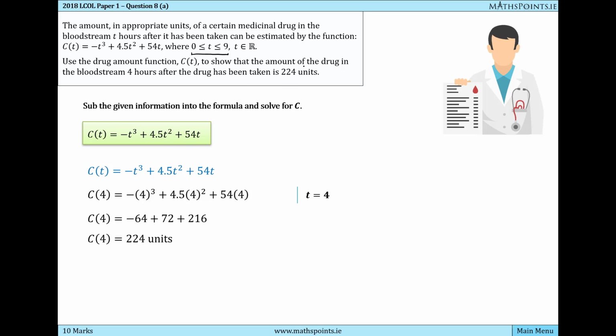Now, we were given that in the question, but when they tell us to show an answer is true, we don't actually use that answer in the question. We want to actually just work through the question had we not been given that answer, and then we just confirm it. When we get 224 units, we look up and say, well, that's what they said it was going to be, and we know that we've got that part of the question right, and we can move on. So 10 marks for getting that.